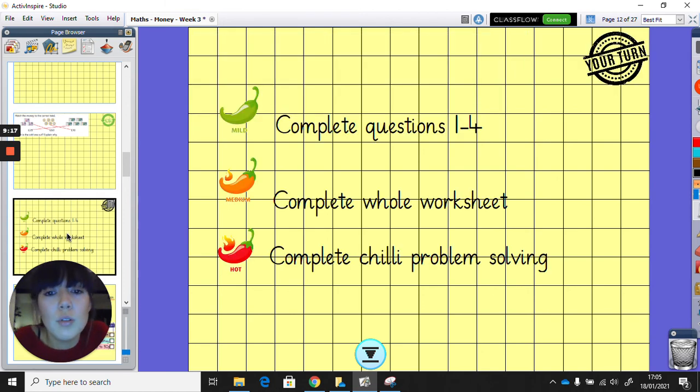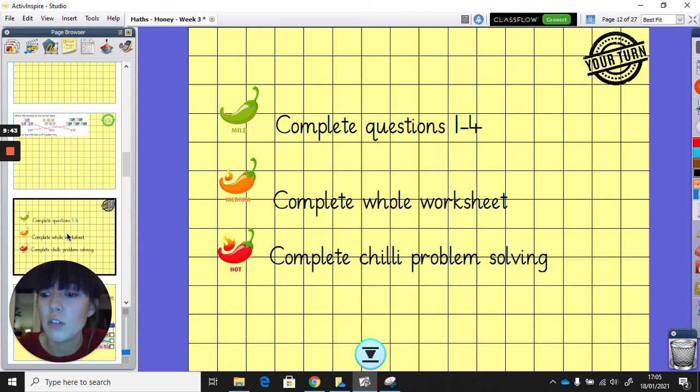Okay, so now it's your turn. So similar to yesterday, we're still using the White Rose sheets for this because they're really, really good and they're really visual. So they've got lots of pictures of coins on them, okay? Your mild challenge is to complete the first page of the questions, page 1 to 4, okay? As I said, again, we are kind of recapping here. You have done this sort of thing before, but it might have been quite a long time ago, okay?